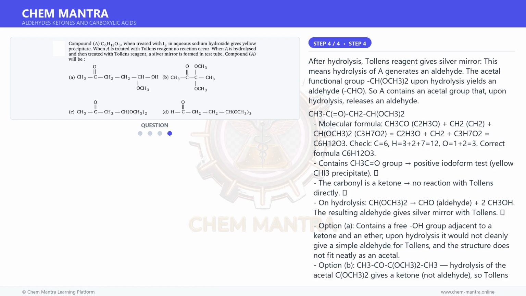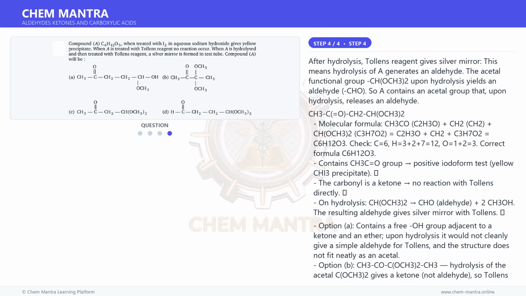The carbonyl is a ketone, no reaction with Tollens directly. On hydrolysis, CH(OCH3)2 goes to CHO aldehyde plus 2 CH3OH. The resulting aldehyde gives silver mirror with Tollens.